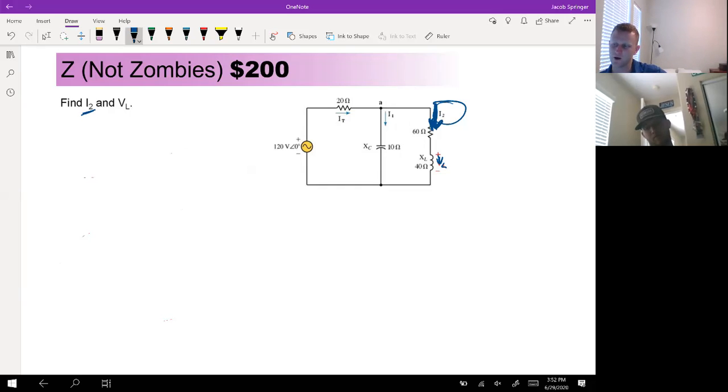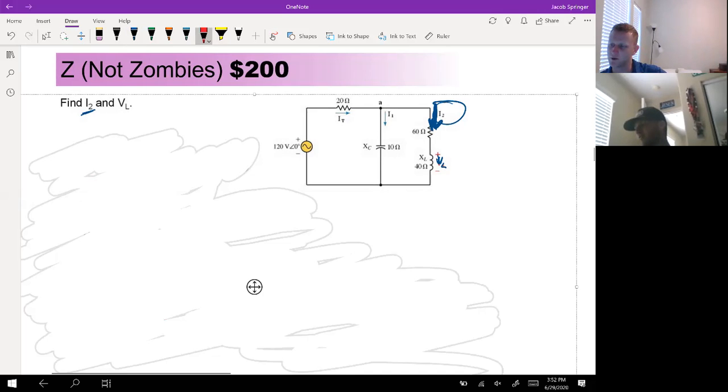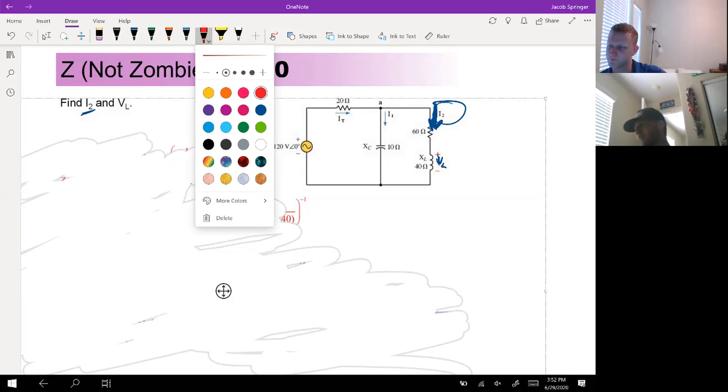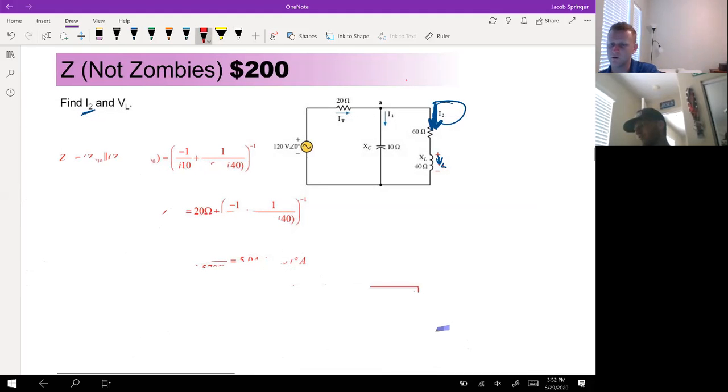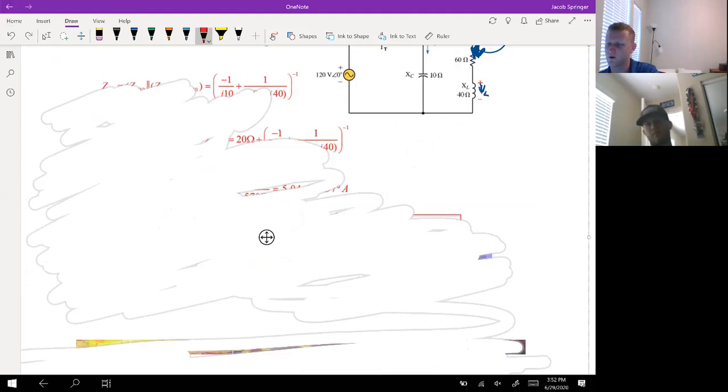I'm going to use the current divider rule. Before I even begin solving, I can tell that's what I'm going to do because I'm finding a current that I can look at. And if you want me to, happy to draw or label nodes. Let's do that. Get messy.